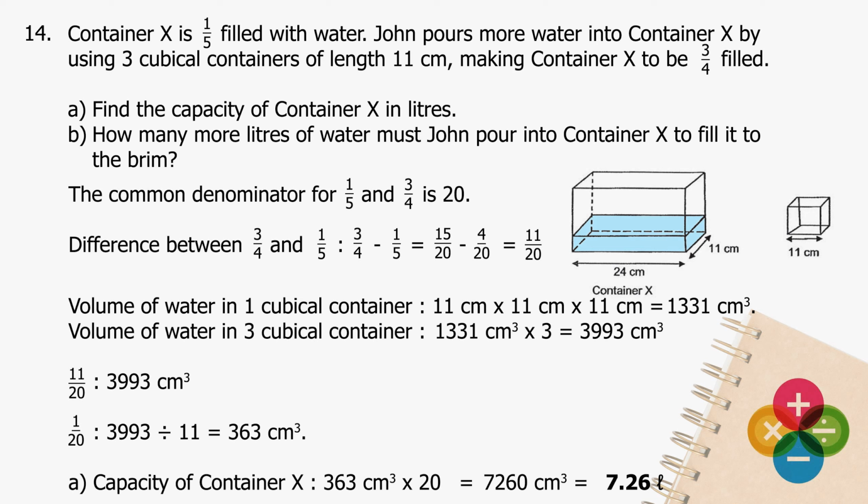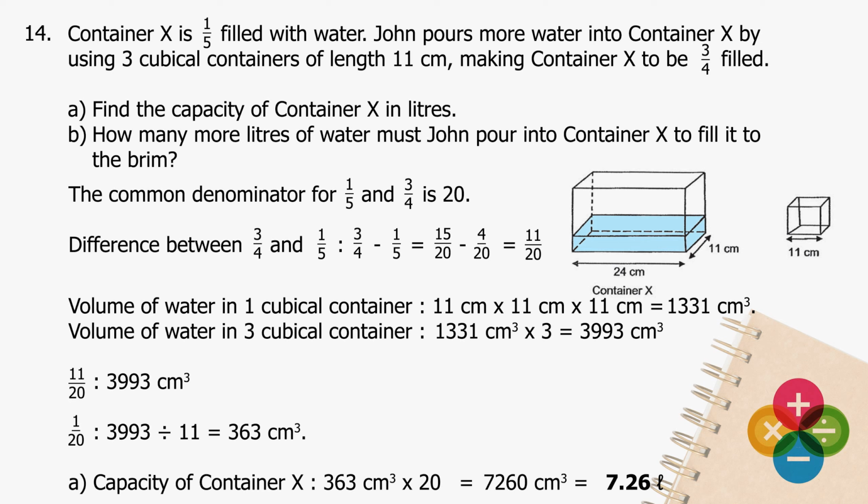The common denominator for 1/5 and 3/4 is 20. The difference between 3/4 and 1/5 will be subtract 1/5 from 3/4, and it is equal to subtract 4/20 from 15/20, and the difference is 11/20. The volume of water in 1 cubical container will be multiply 11 cm by 11 cm, and by 11 cm, and the product is 1331 cm³.